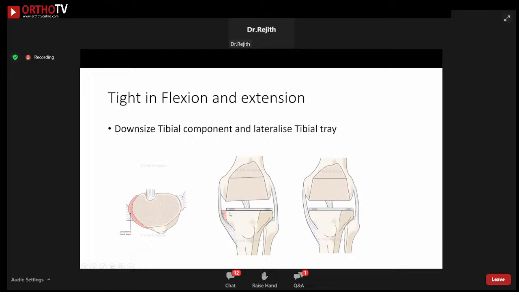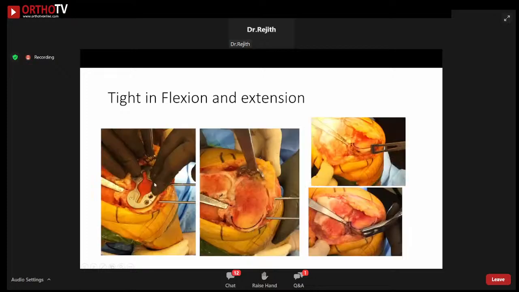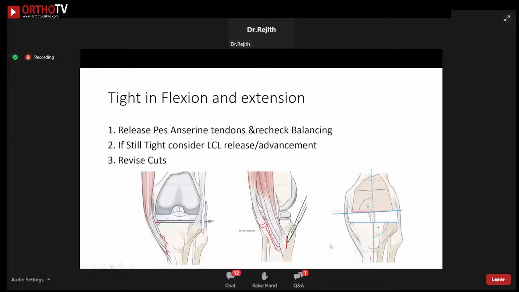But this can be done only, as Dr. Rajneesh said earlier, if it is a sclerotic bone. If it is a soft cancellous bone, you shouldn't be doing it because that will lead to subsidence. Just a clinical demonstration of exactly what I mentioned earlier. You can see that thick sclerotic bone on the medial side. You can mark it out. You can put the implant more lateral than medial and then remove that using a saw or a nibbler.